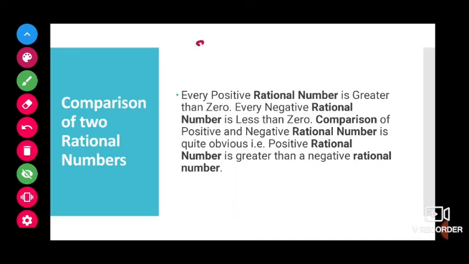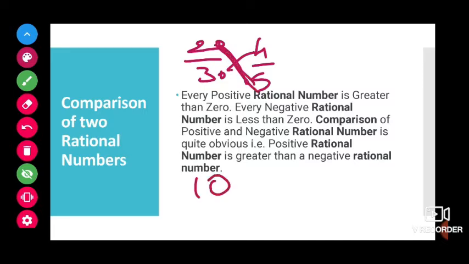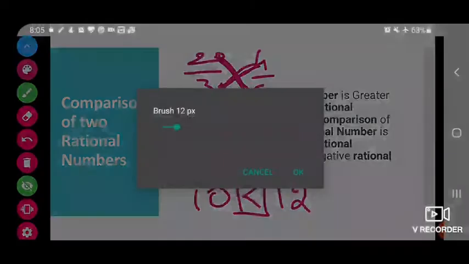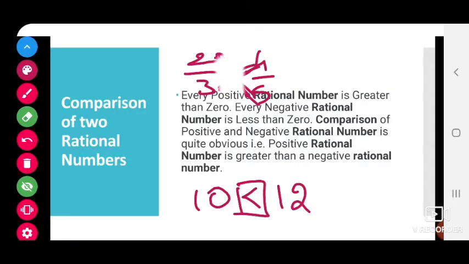See, 2 by 3 and 4 by 5. Always we have to start cross multiplication from this numerator to this denominator, and from the next one, this denominator to this numerator. So first, 2 5s are 10 on this side, this numerator to this denominator. Next, 3 4s are 12 on this side. Now which is greater? 12 is the greater and 10 is the smaller. So the same symbol we can use here also. That is, 2 by 3 is smaller than 4 by 5.